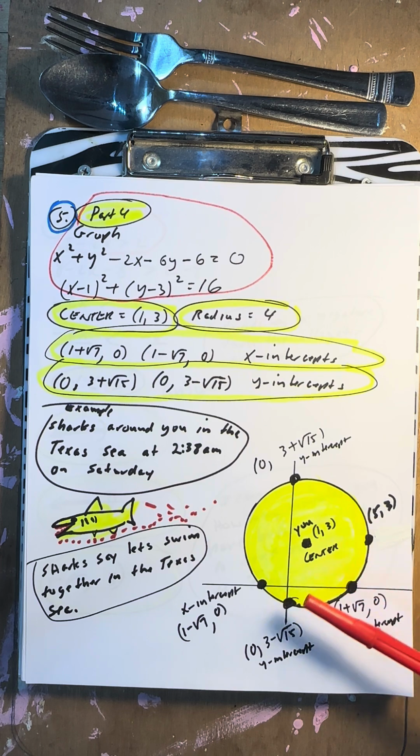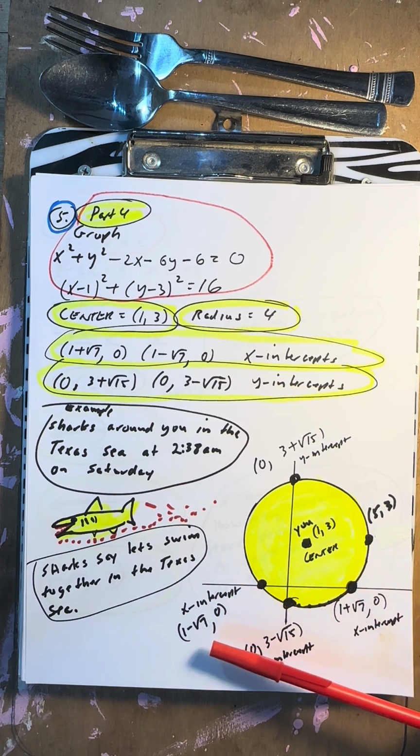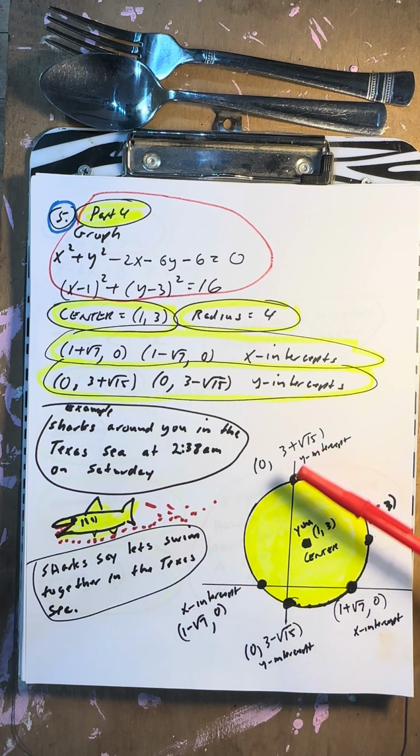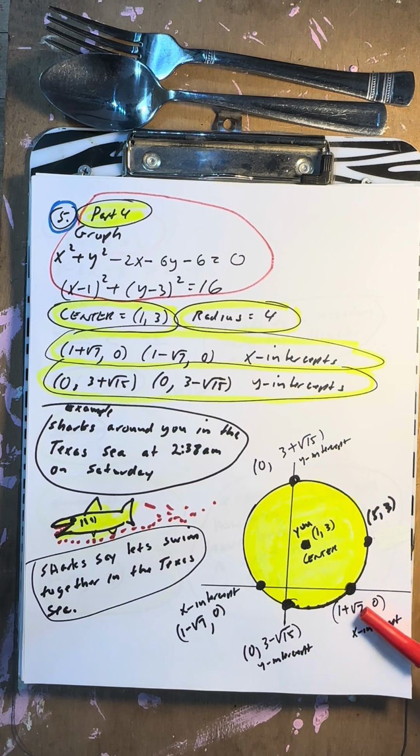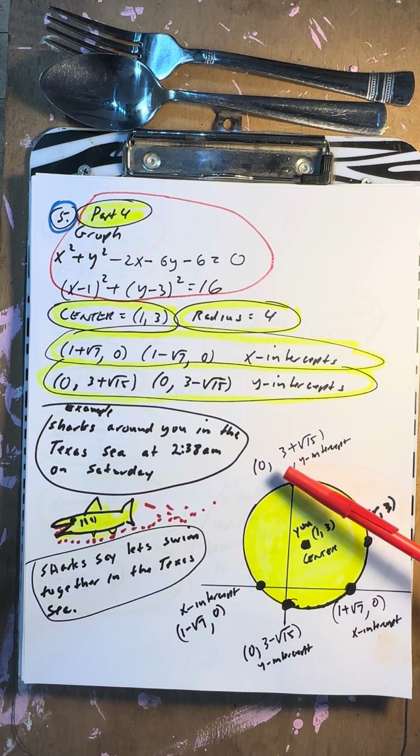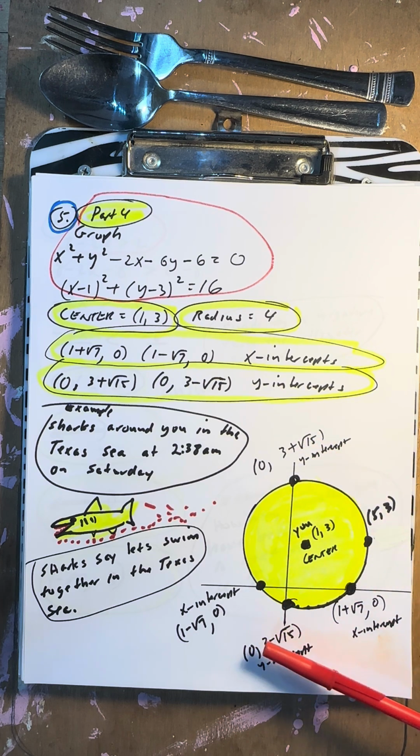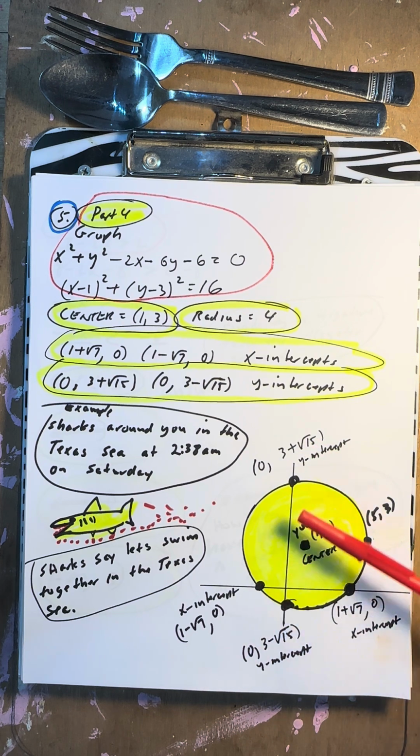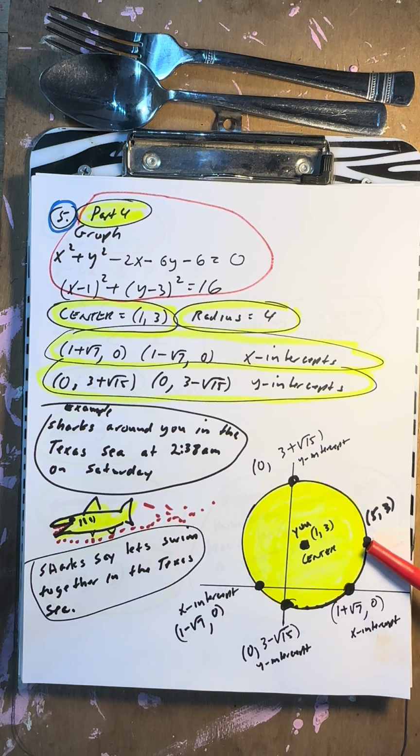So now we know that the x-intercepts are (1 minus square root of 7, 0) and (1 plus square root of 7, 0). And the y-intercepts are going to be (0, 3 plus square root of 15) and (0, 3 minus square root of 15) right there. And there's a point here, (5, 3), right there. There's a circle right there. There's the center.